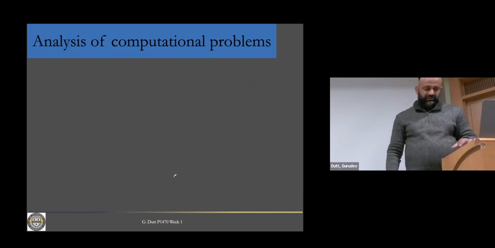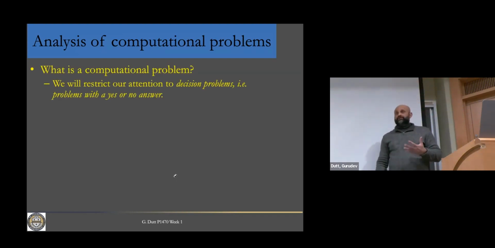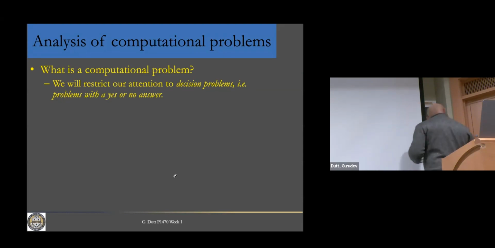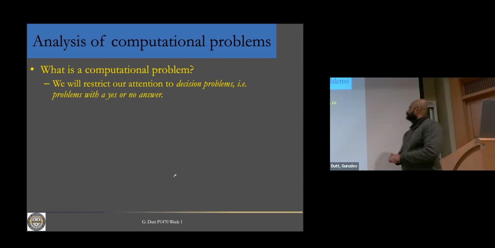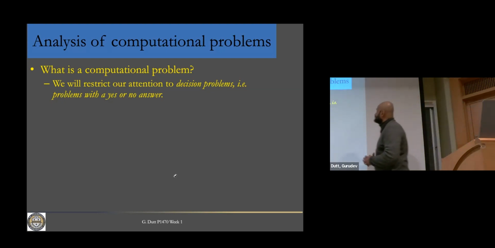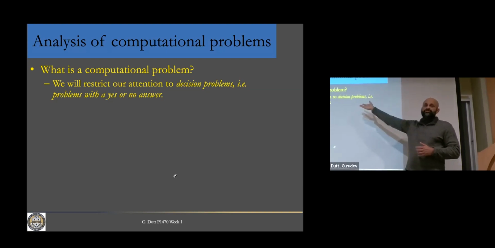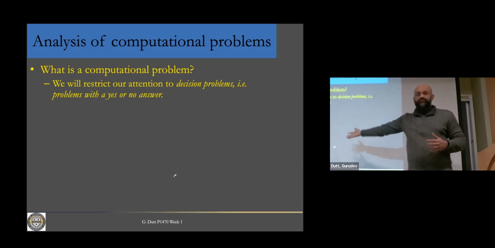Okay, I have a few more minutes, so let me just talk about computational problems in general. We have talked a lot about what a Turing machine is, and we are going to restrict our attention in these Turing machines to decision problems. It turns out that a huge class of computational problems can be classified as decision problems, i.e., problems to which you get a yes or no answer. I'll give you some examples in a minute.